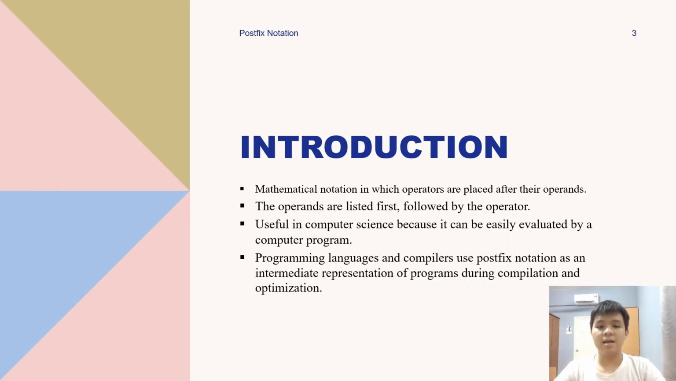So before we start, I would like to give some introduction to postfix notation. Postfix notation, also known as reverse Polish notation (RPN), is mathematical notation in which operators are placed after their operands. In other words, the operands are listed first followed by the operator. Postfix notation is very useful in computer science because it can be easily evaluated by a computer program. Programming languages and compilers also use postfix notation as an intermediate representation of programs during compilation and optimization.